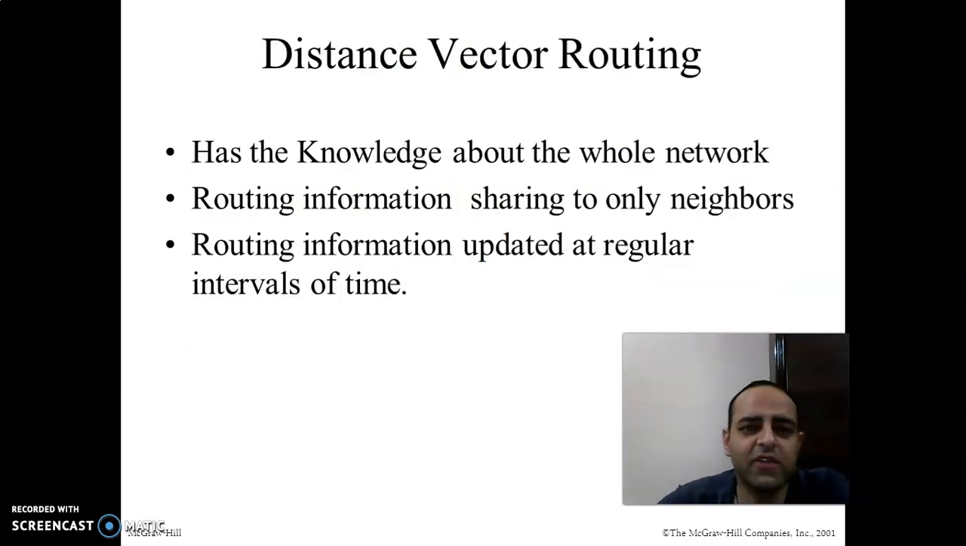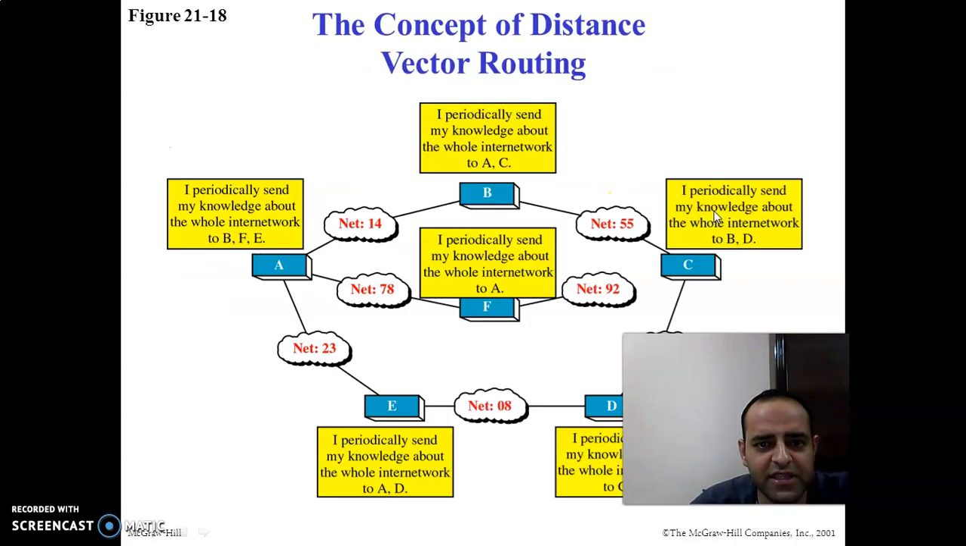Then we have distance vector routing. We are going to see it with the diagram. Distance vector routing basically has the knowledge about the whole network, and I will show you one diagram for it. It has knowledge about all the computers in the network, but it will share its routing information only with its neighbors. See the diagram.